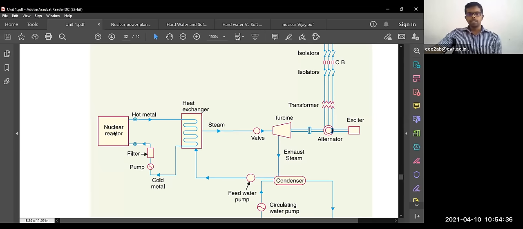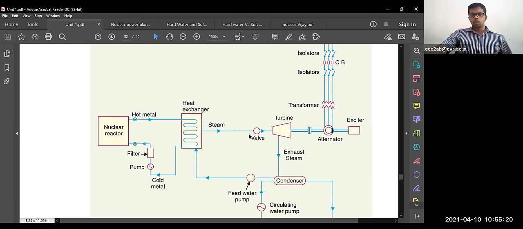It will take the heat from this and pass it to this part. So this is the hot metal we are using. Next, the heat exchanger. In this heat exchanger, water is passed from the feed water pump. Because of the chain reaction, a large amount of heat is generated, and that heat is utilized for boiling the water here. After boiling the water, we get superheated steam.